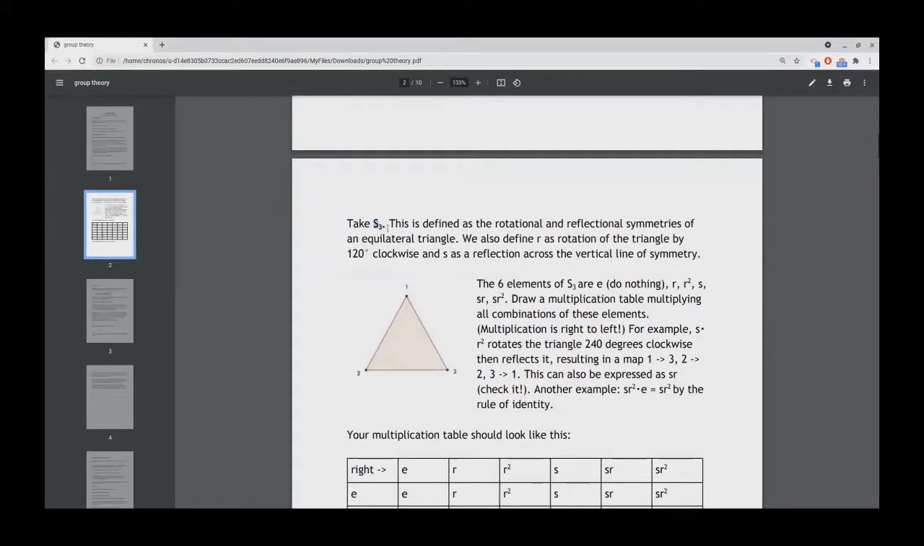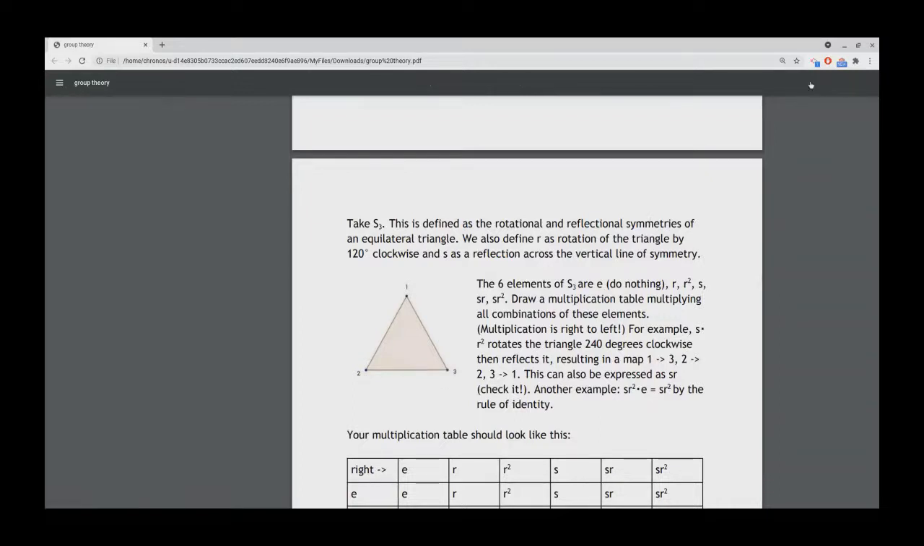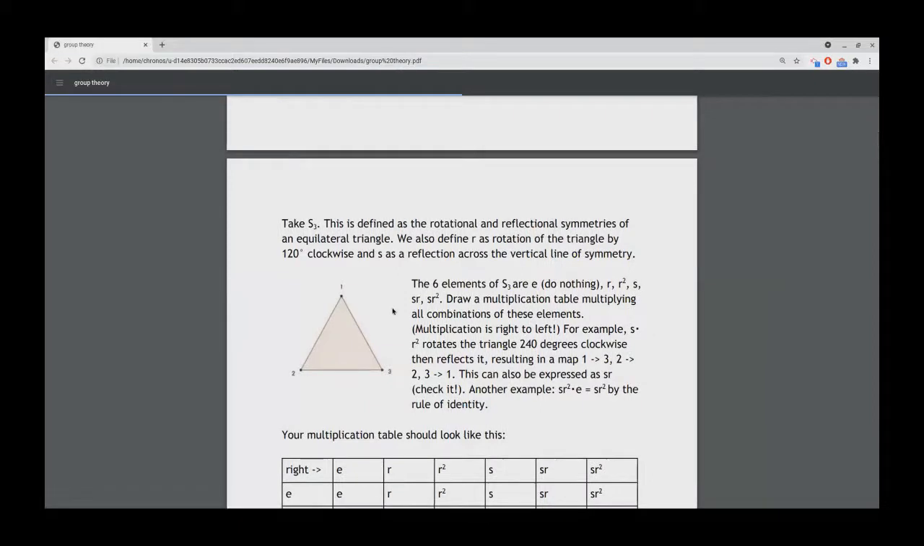This group is called S3, which is defined as the rotational and reflectional symmetries of an equilateral triangle. For example, if we have this triangle right here, we have 1 at the top, 2 on the left, and 3 on the right. We also define R as rotating the triangle clockwise.